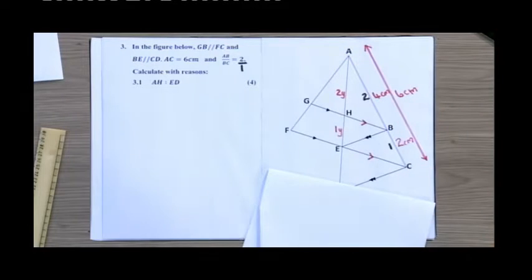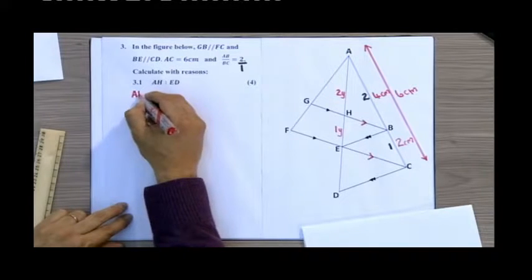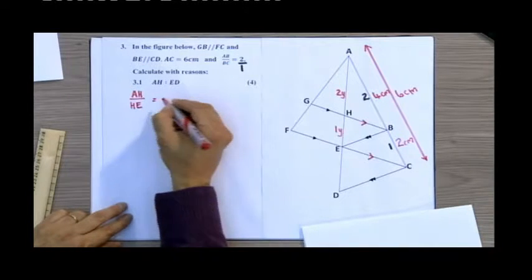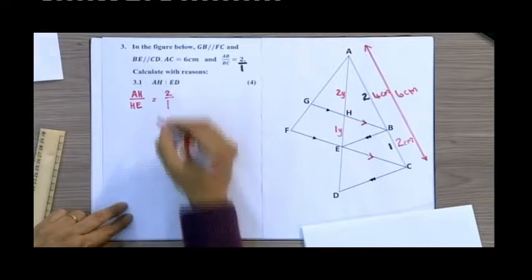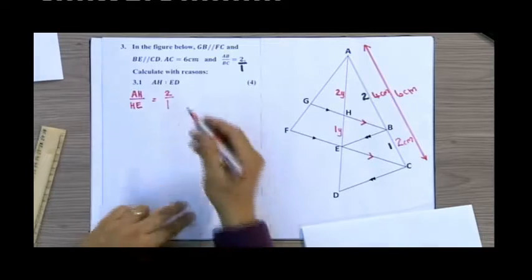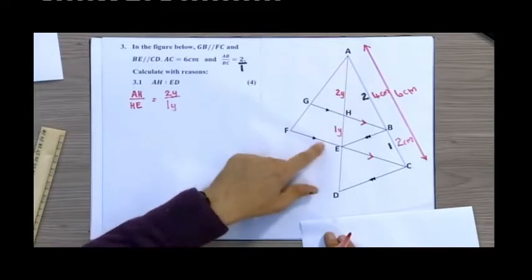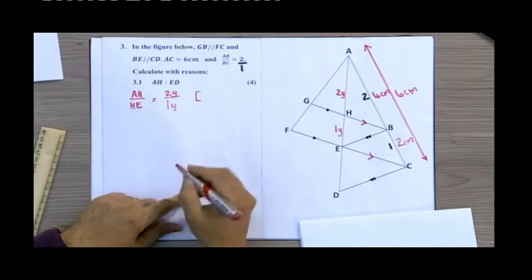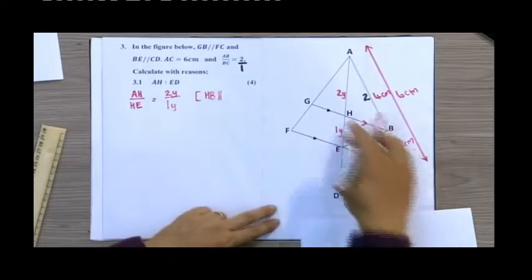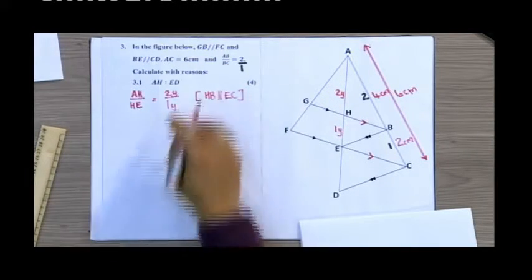Now, how can we start writing this down? We can write AH over HE is equal to 2 over 1. AH over HE is also 2-ish to 1. Or maybe I should write it as 2y over 1y. Why do we say that? Because of HB, remember your reason? This HB is parallel to EC. Remember, whenever you write down a proportionality, just make sure you understand that.